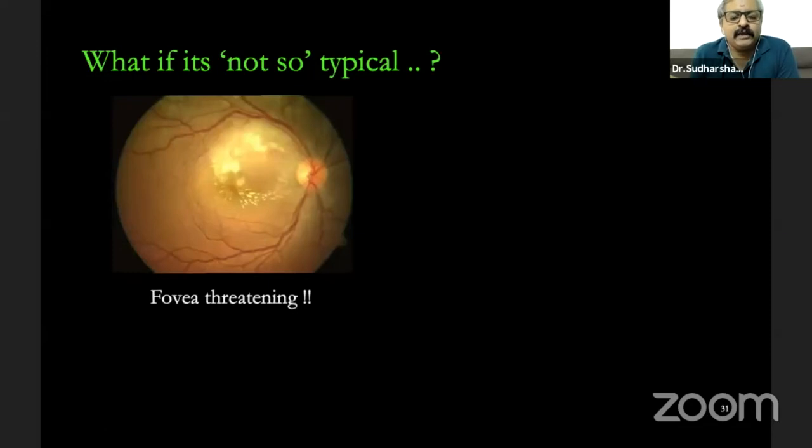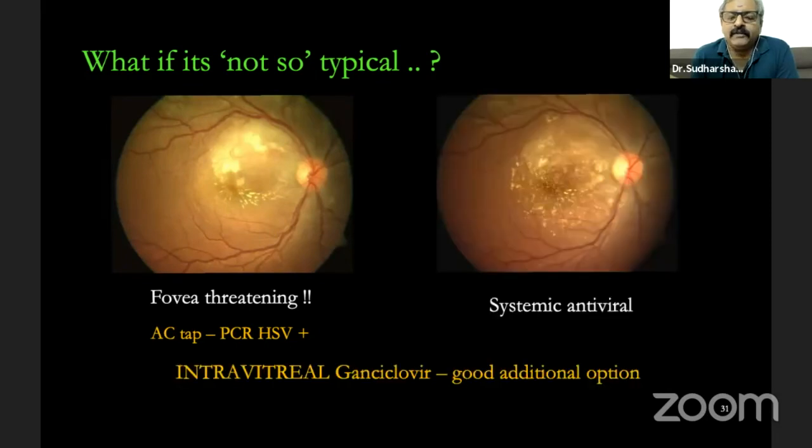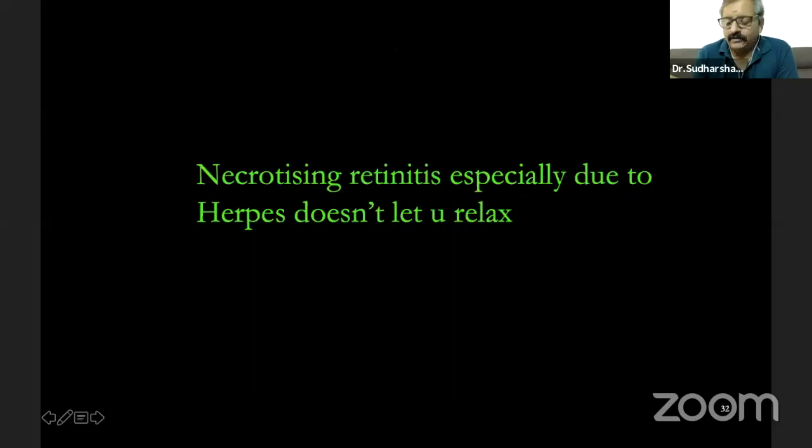But it's not always so typical, because this is one patient where the fovea was threatened and we had to do an anterior chamber tap because of the atypical presentation, and it turned out to be PCR HSV positive. So in these cases where there is fovea-threatening or macula-encroaching retinitis lesions, we can augment the systemic antiviral with intravitreal ganciclovir, which is a very good option and acts faster.